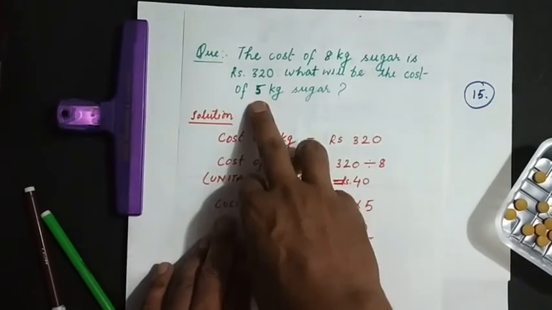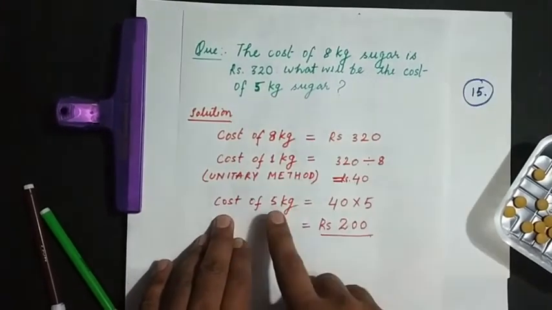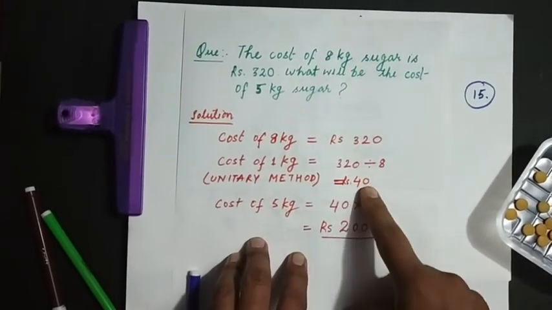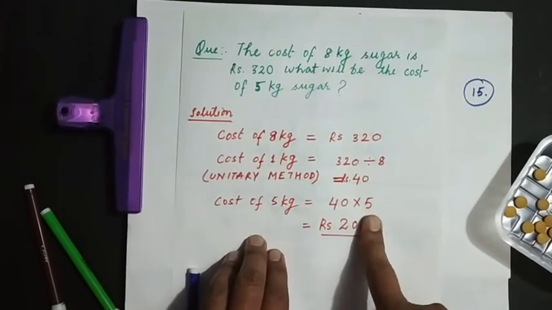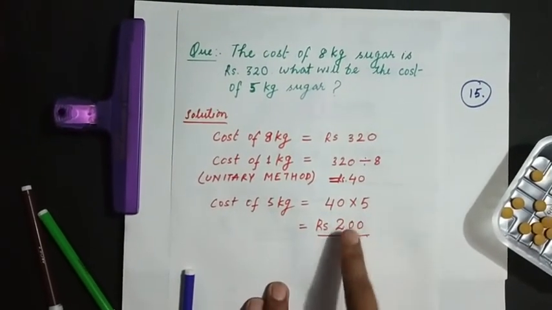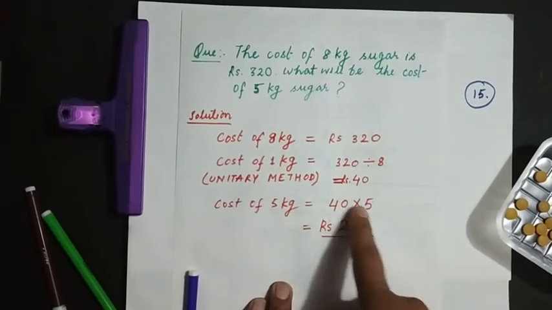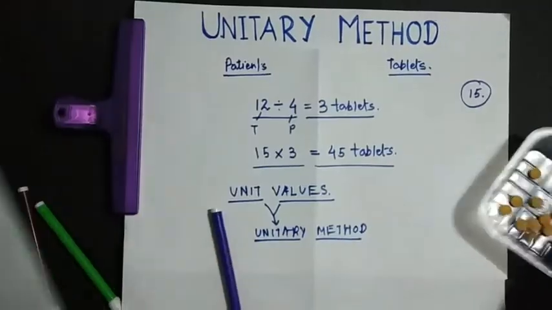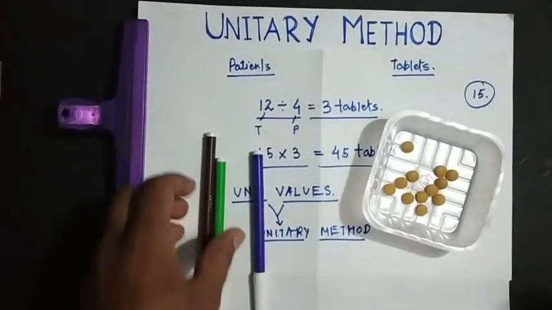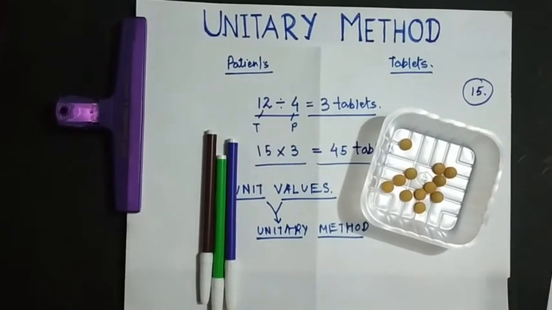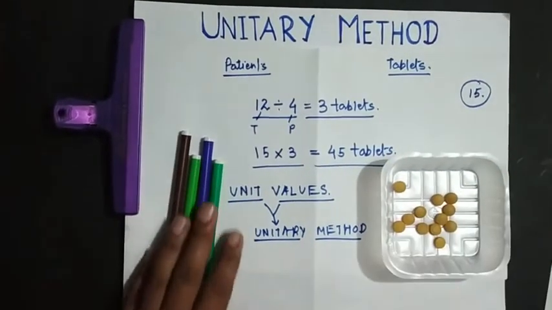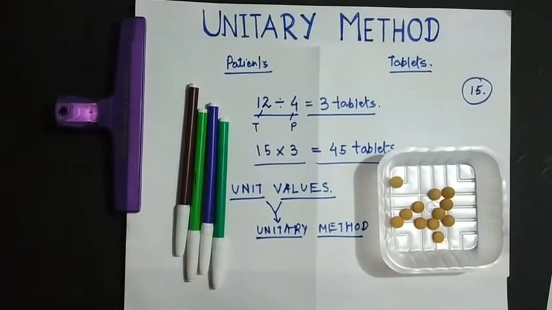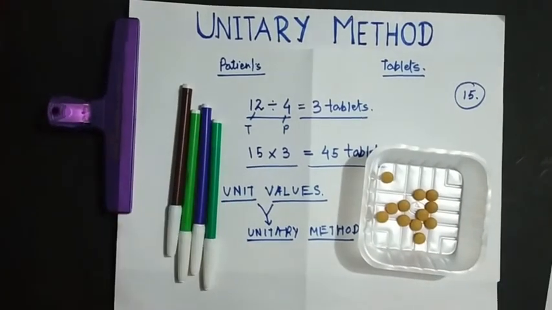After that, how can we calculate the price of 5 kg? The price of 1 kg is 40, so the price of 5 kg is 40 multiplied by 5, which is equal to 200. So this would be the answer. Is that clear, children? You can take some other tools available in your home to perform this activity. I have taken patients and tablets. You can take other items for your activity. Okay, children. Thank you very much.